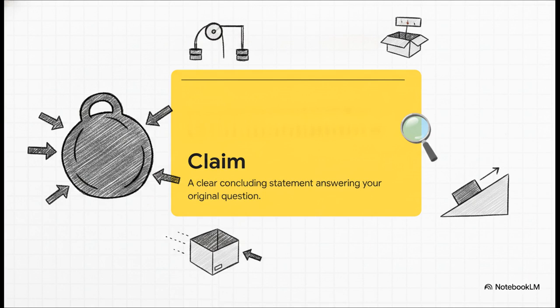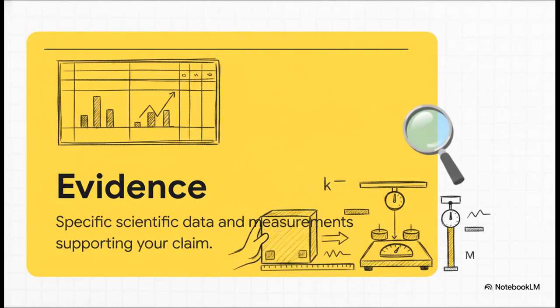So, for our lab, your claim would simply and directly state whether a heavier object is harder to move based on what you just discovered. Next up is evidence. You can't just make a claim and expect everyone to take your word for it, right? You gotta bring the receipts.